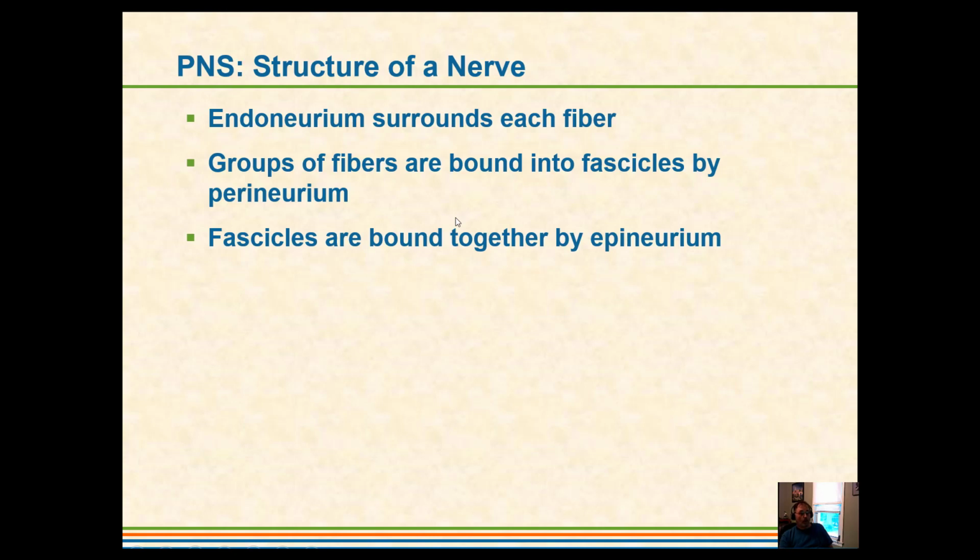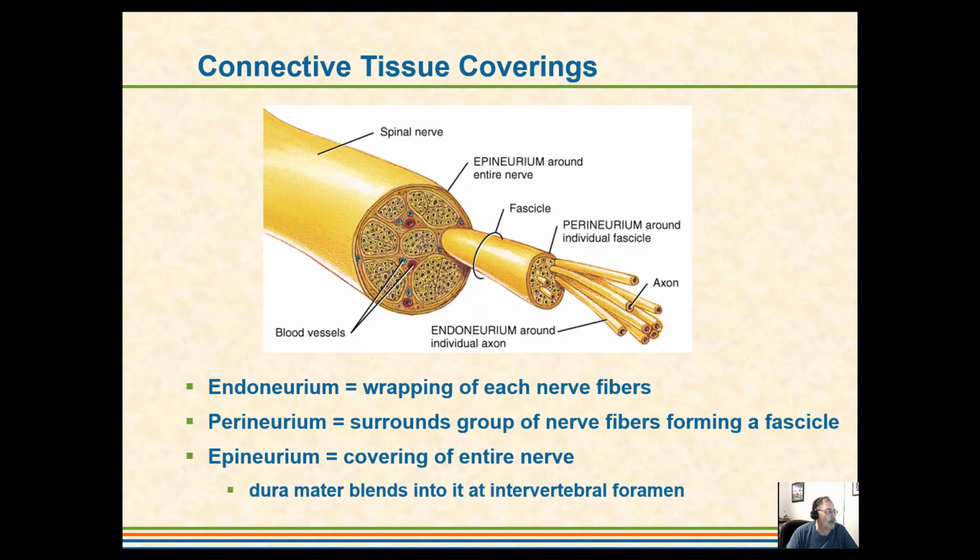Now, every single nerve fiber within a nerve has endoneurium, which surrounds each individual nerve cell. And then those are bundled into groups called fascicles, which are surrounded by something called perineurium. And then those fascicles are bundled together with the epineurium, which actually covers the entire nerve. So you can see a spinal nerve, and there's the entire nerve covered with epineurium. And this is a tough, fibrous connective tissue.